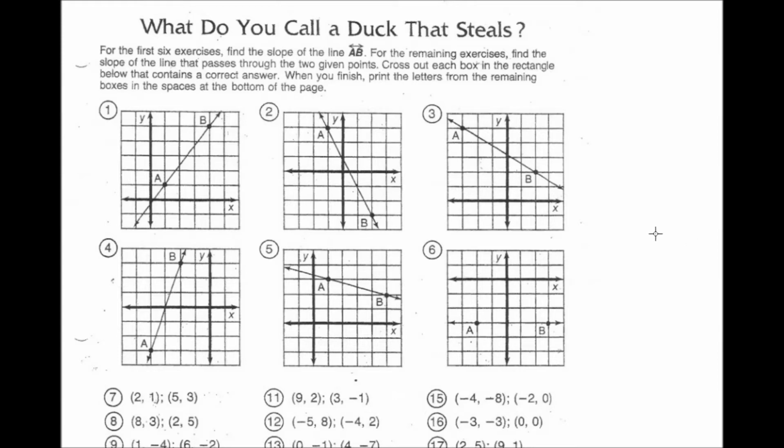Okay, so in this video we're going to talk a little bit about what do you call a duck that steals. Now this is another slope intercept y equals mx plus b kind of worksheet here. So we're going to work our way through that. For the first 6 exercises here we are trying to find the slope between these 2 points A and B. So let's start off with question number 1.